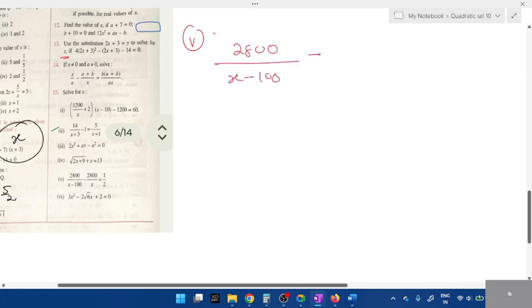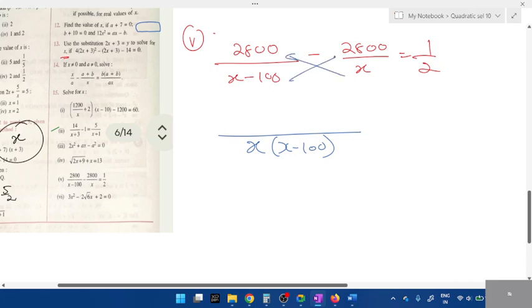Are the denominators the same or different? All of you respond, students. Different. If it's different, what do you do? First write them, multiply together like this. After this, you can't take LCM here. LCM is not possible. You have to only multiply them. After that, what did I tell you? You have to cross multiply. 2800 into x minus 10 is equal to 1 by 2.